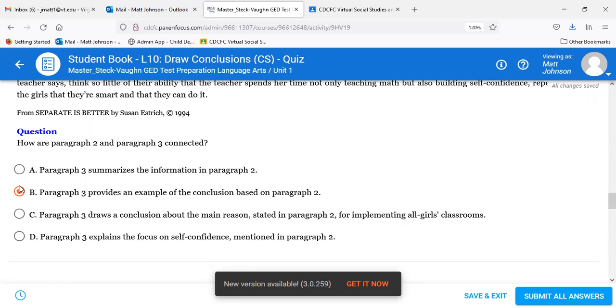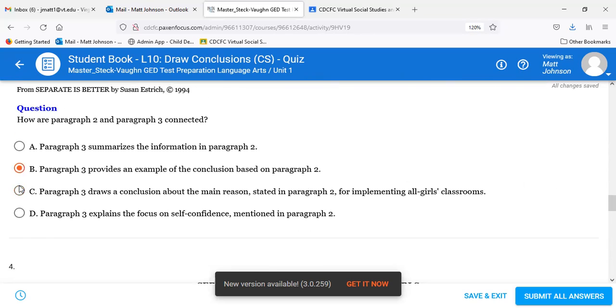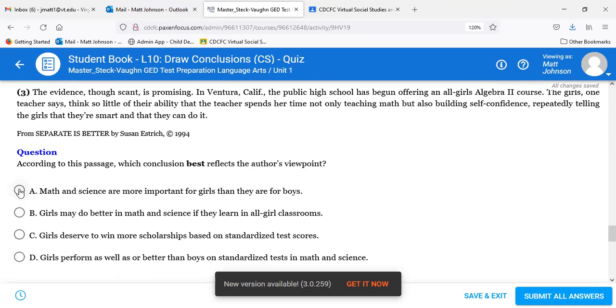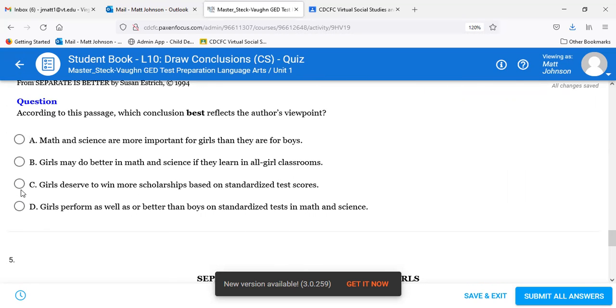So B as in boy for 3. Okay, and 4, same passage. So according to this passage, which conclusion best reflects the author's point of view? A, math and science are more important for girls than boys. B, girls may do better in math and science if they learn in all-girl classrooms. C, girls deserve to win more scholarships based on standardized test scores. Or D, girls perform as well or better than boys on standard tests in math and science.